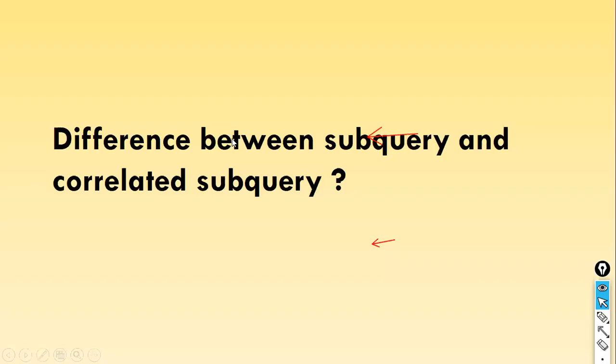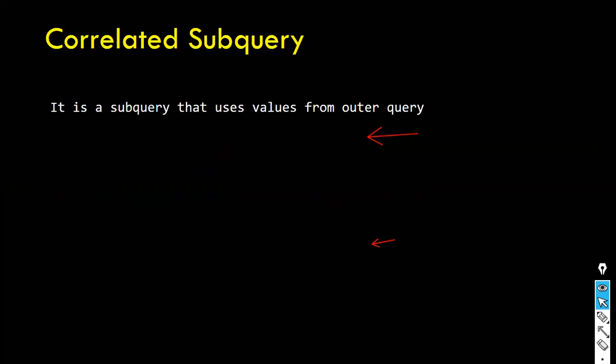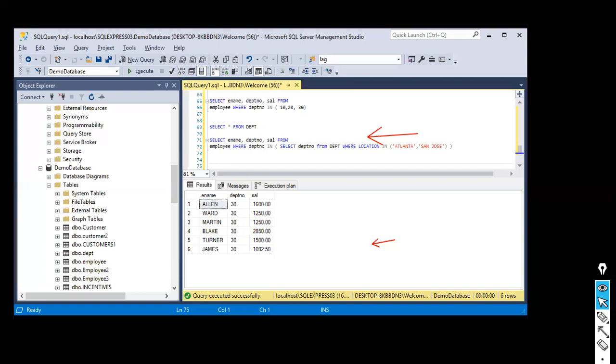Next one is the correlated subquery. What is a correlated subquery? It is a subquery that uses values from the outer query. Try to avoid using the correlated subquery wherever possible, because it's a very expensive one. So better you avoid using the correlated subquery wherever it is possible. I will give you one example here.